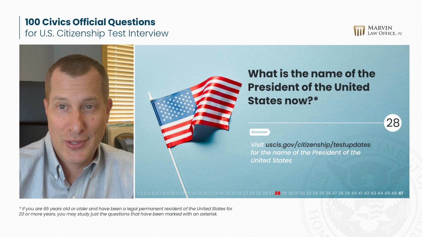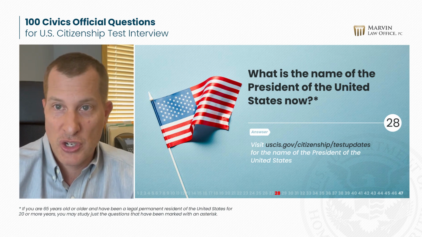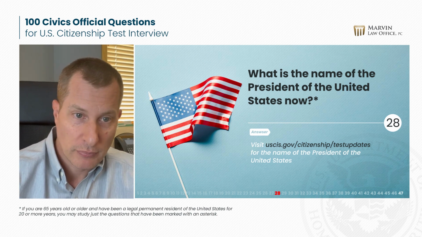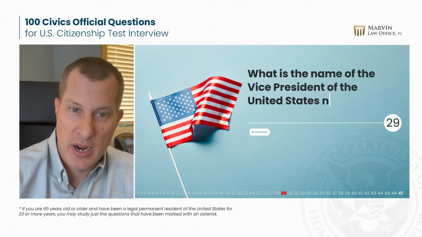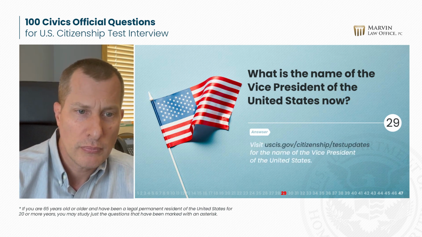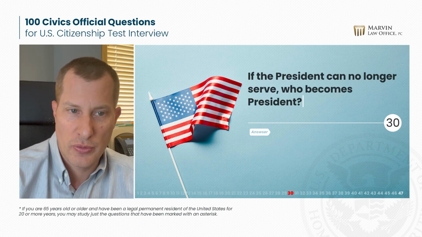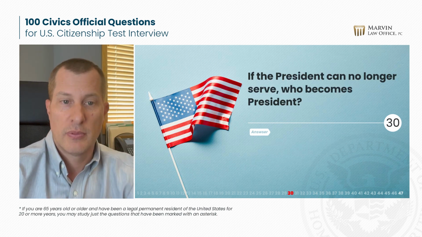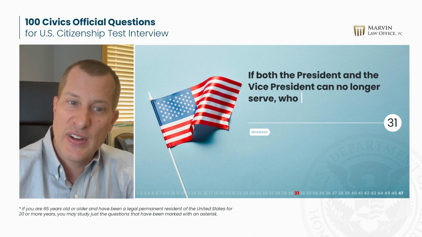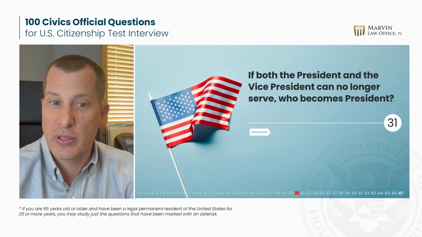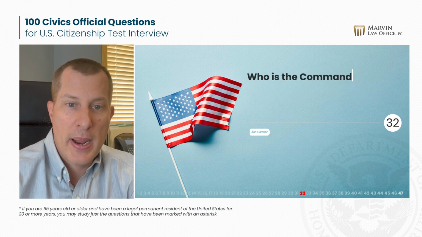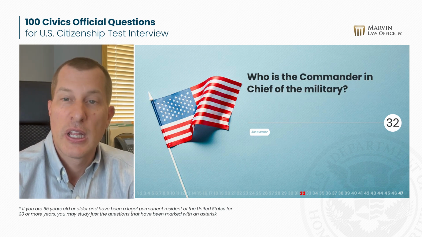What is the name of the President of the United States right now? Well, you can look this up yourself because that's going to change. Currently, it is President Biden. What is the name of the Vice President now? Again, you need to look that up before you go to the exam. If the president can no longer serve, who becomes the president? The vice president. If both the president and vice president can no longer serve, who becomes president? It would be the Speaker of the House. Who is the commander-in-chief of the military? The president.